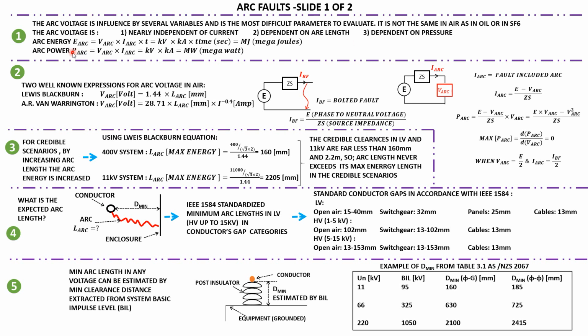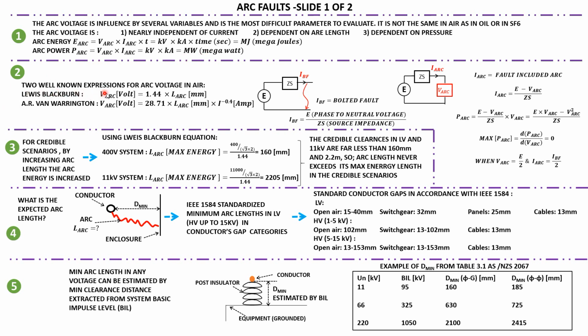pressure. So basically the energy of the arc is the voltage of the arc multiplied by the current of the arc and multiplied by time. And if it's in kV, kA, and seconds, the energy comes in megajoules. And the power of the arc, just taking out the time, is kV multiplied by kA, which is megawatts of energy being released in the arc.